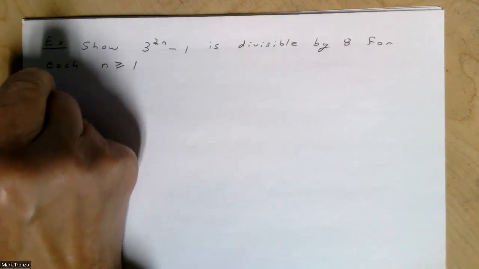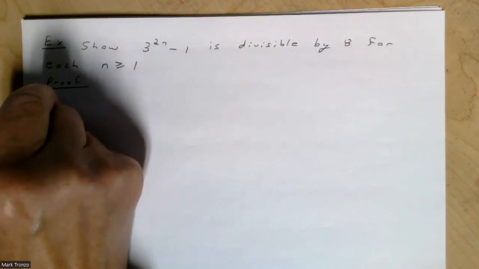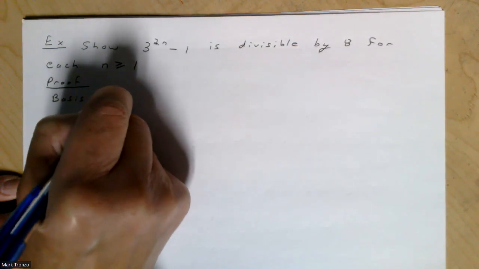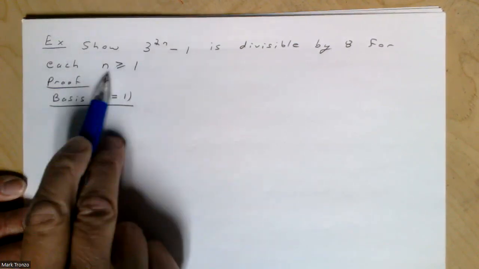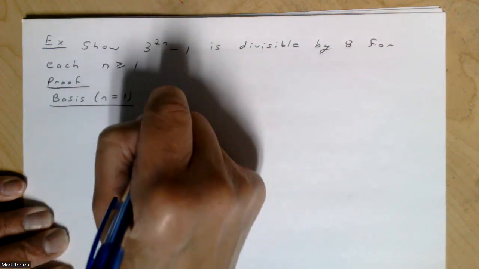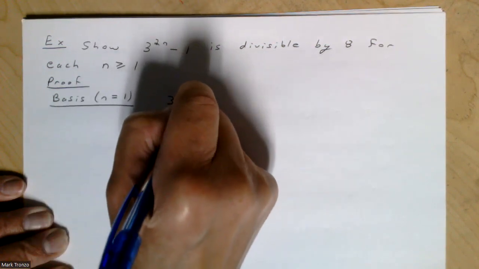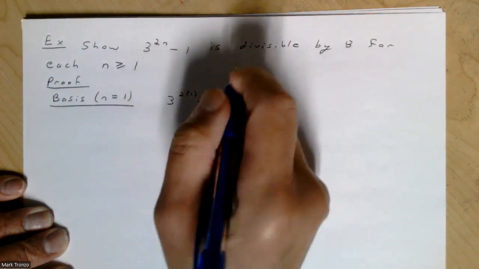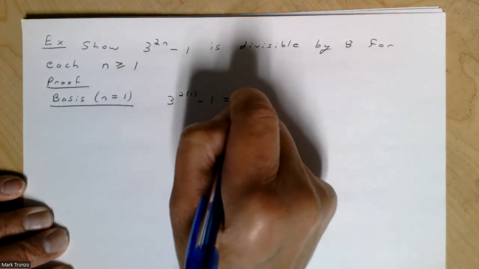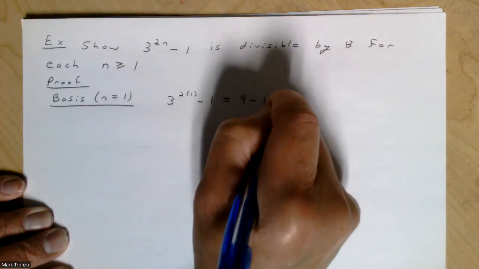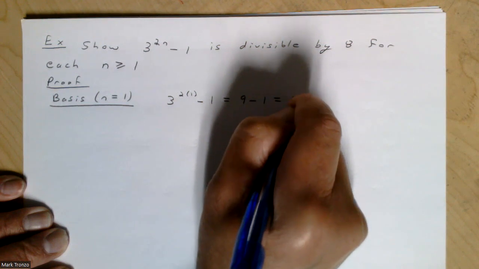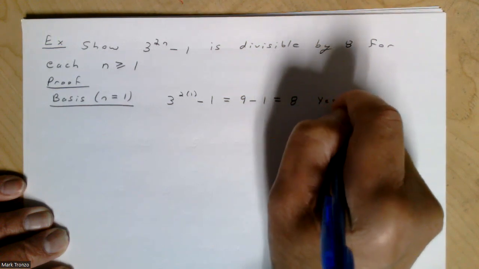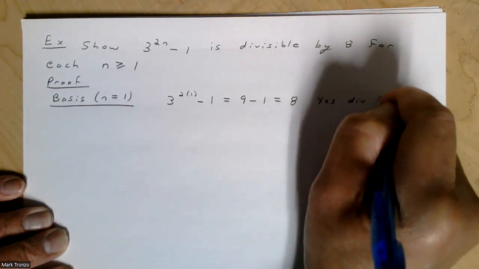So let's do this. For the proof, do the basis step, n equals 1. Again, we picked that because that was our first value here. And let's see if this is true. So we put 1 in here. This gives us 3 squared, which is 9, minus 1, which is 8. And of course, yes, this is divisible by 8.